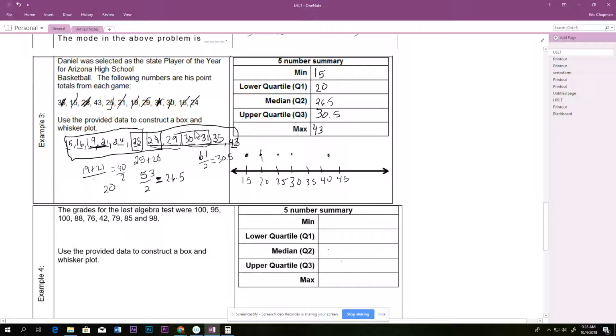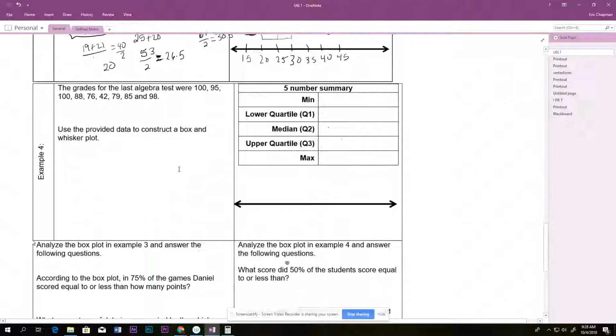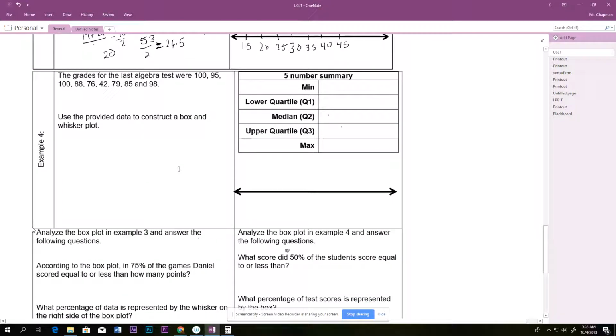So we're going to box our inner 3 points, and then draw a line through our median, and then there we have our whiskers. So there's a box and whisker plot. All right, let's take a look at example 4. Here are our grades. We are asked to do another box and whisker plot. So now let's do that.